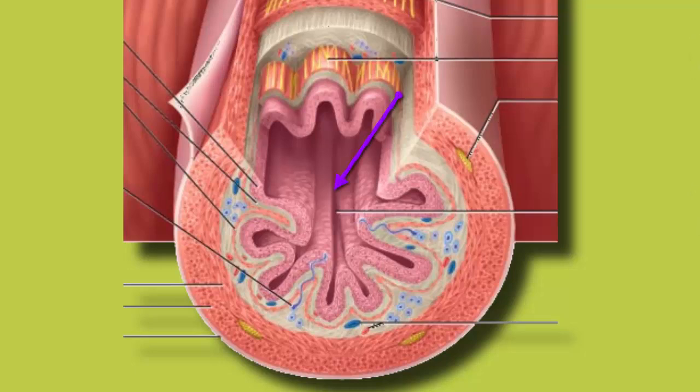Let's take a look a little bit more closely at these layers and then switch to a different view. I'm going to use my trusty purple arrow to show you the four layers of the wall of this hollow organ. From the lumen, we'll move outward, and the first layer is the mucosa, which is right here. Then the next layer is the submucosa. Moving outward some more, we get the muscularis externa. And then the outermost part of the wall here is the serosa.